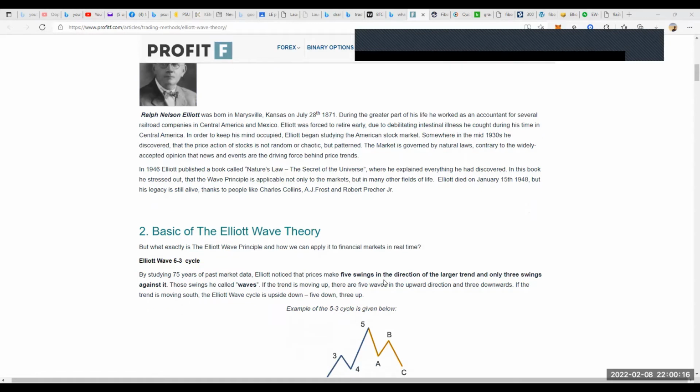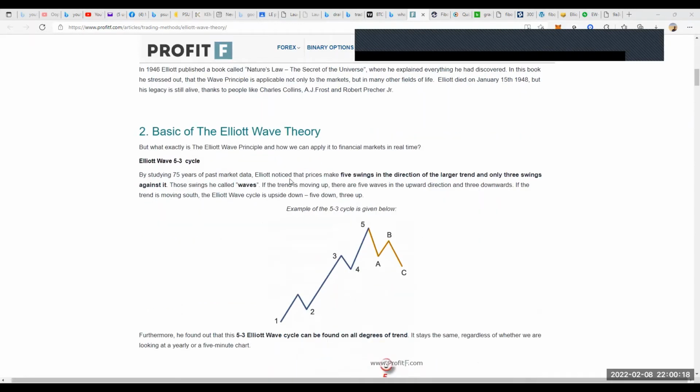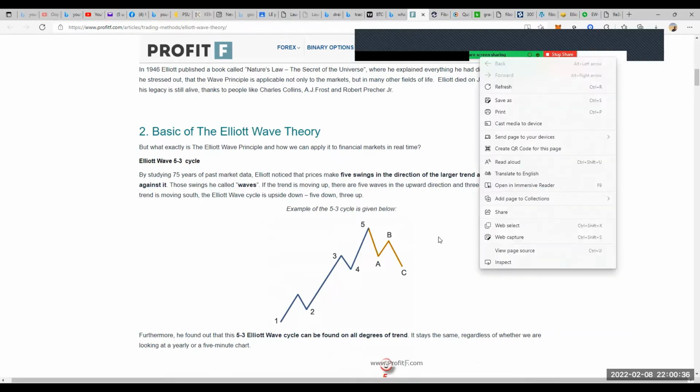So what he did is he studied 75 years of past market data, and he noticed that there were 5 swings in the direction of the larger trend and 3 swings that actually went downwards. And then it kind of starts again. That was always my question too. So he calls these waves, okay? And we're going to be looking at what these waves actually are.